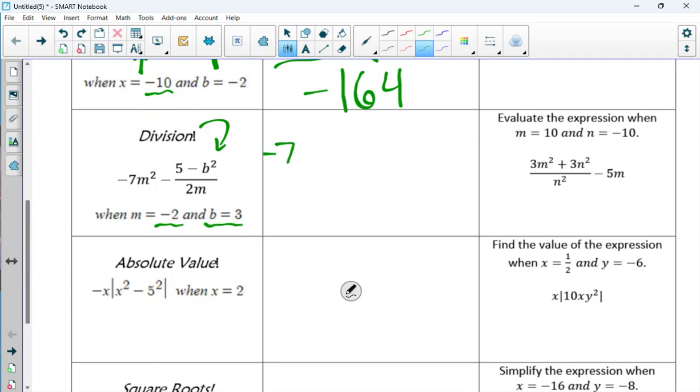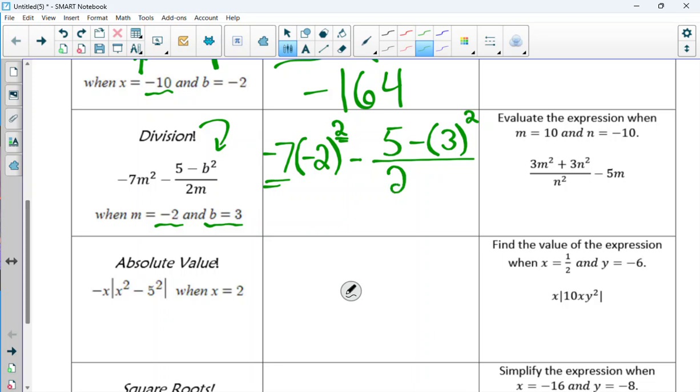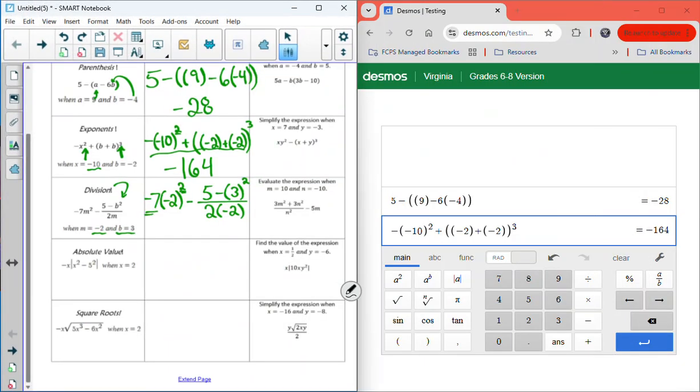So -7 times m squared. So the -2 gets its own set of parentheses. Everything else is on the outside. The exponent is on the outside. The -7 sits on the outside of the parentheses. Just the -2 is in there. Minus 5 minus 3 squared. 3 gets its own set of parentheses, and then 2 times -2 on the bottom. Again, that -2 gets its own set of parentheses.